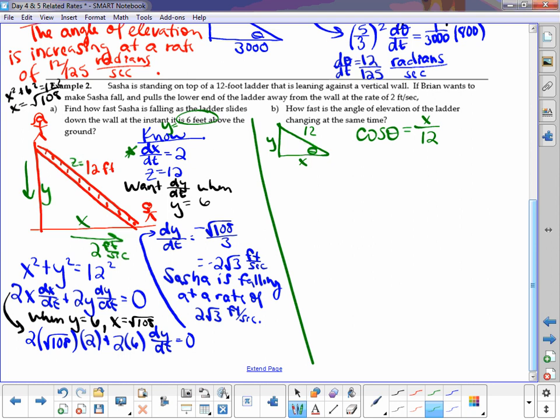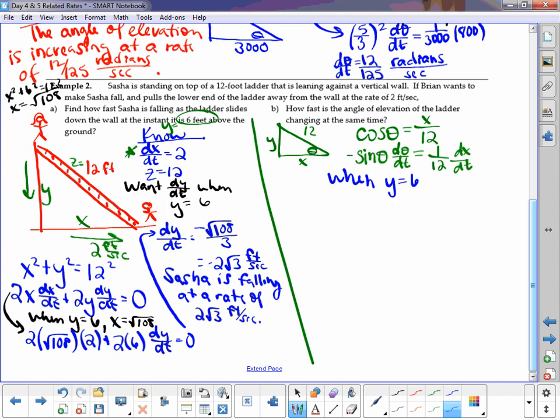Okay. So let's go ahead and dive into our derivative. So derivative of cosine. Good job with your negative. Negative sine theta d theta dt. Because once again, derivative of cosine is negative sine, derivative of theta is d theta dt. And over here we just get 1 over 12 dx dt. Okay. Are we good with that piece? Questions on that?